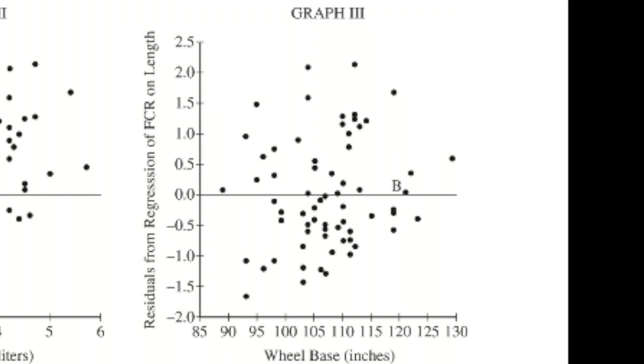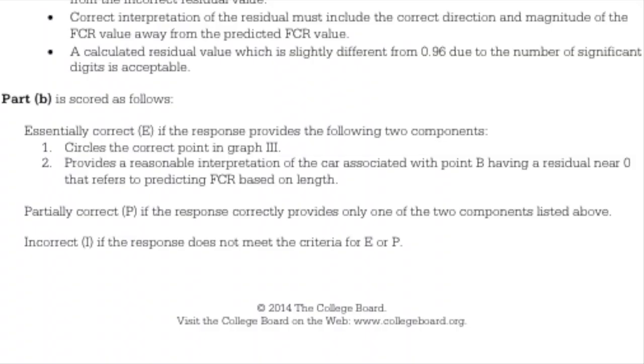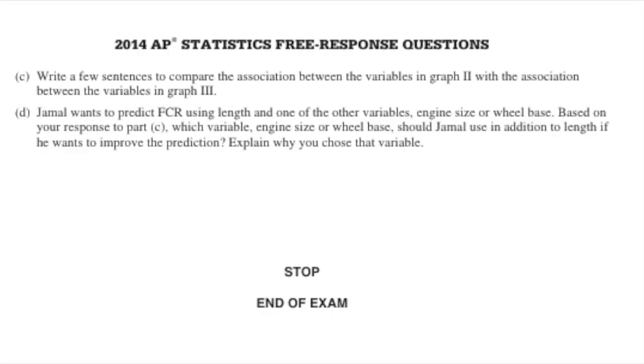So according to the College Board scoring rubric, to get an E on this part of the question, which is essentially correct, you must circle the correct point in Graph 3 for the first part, and also provide a reasonable interpretation of the car associated with point B having a residual near 0 that refers to predicting FCR based on length. Part C.